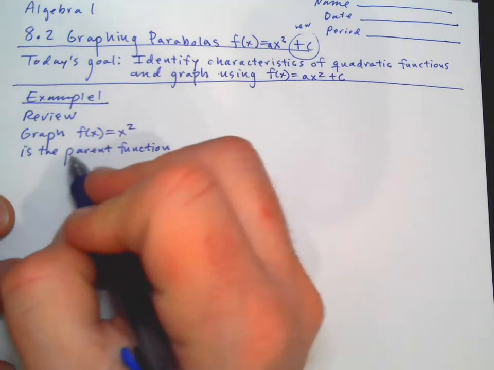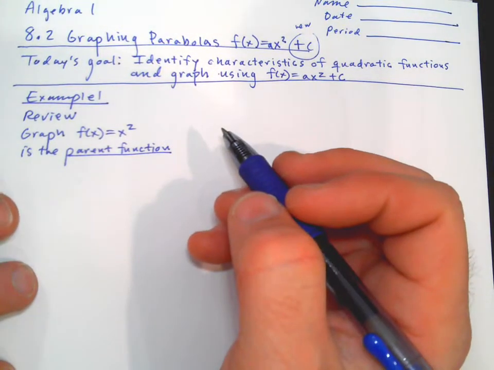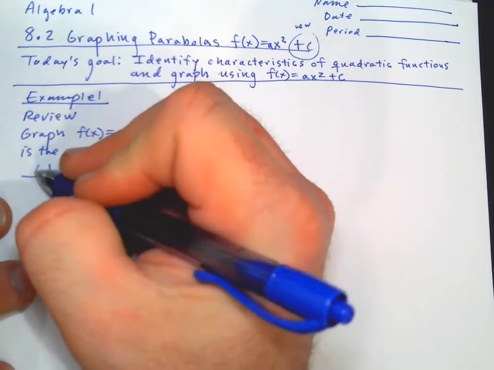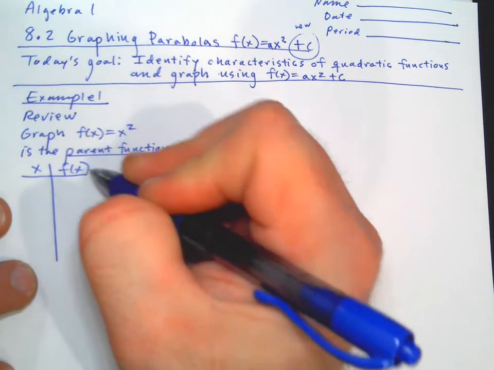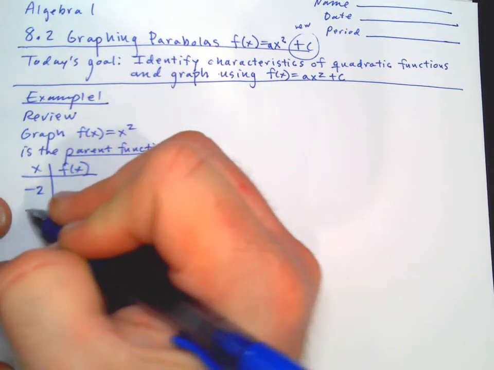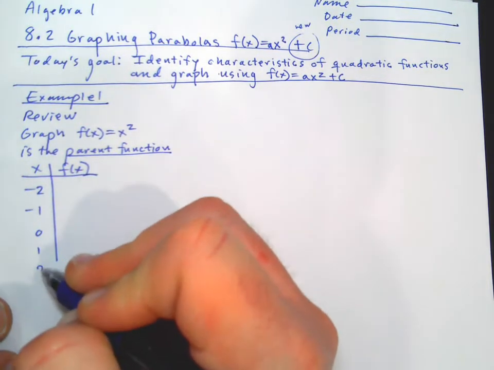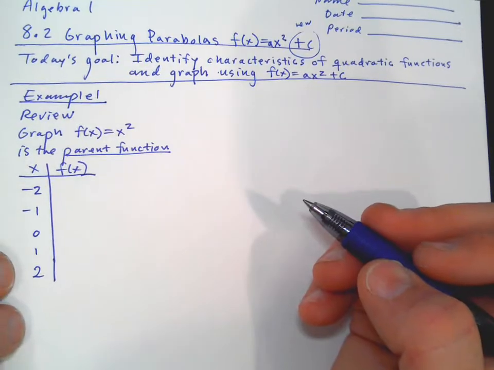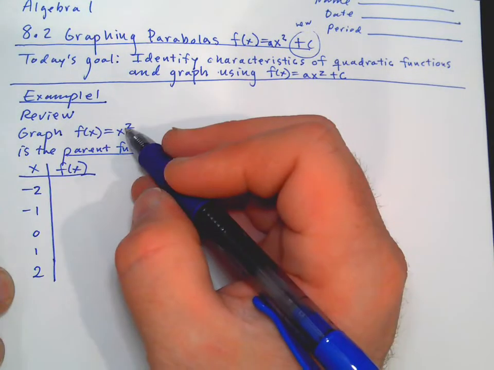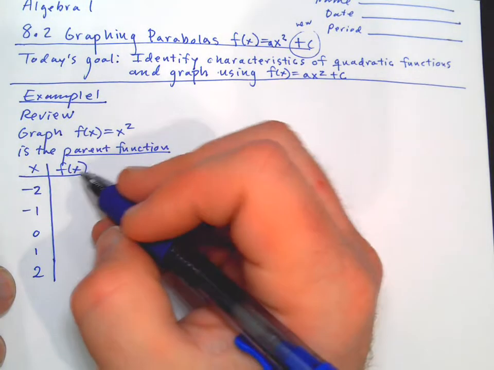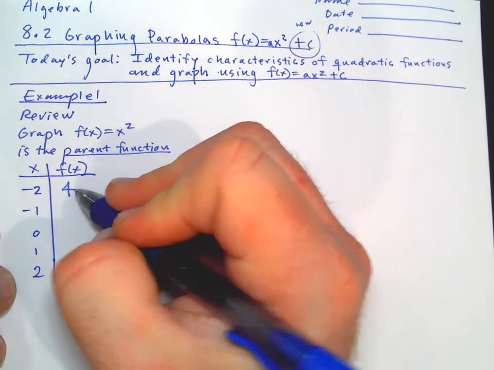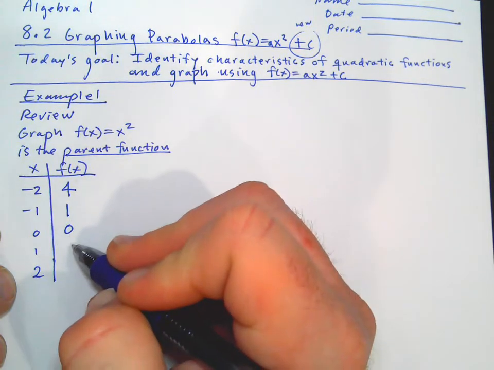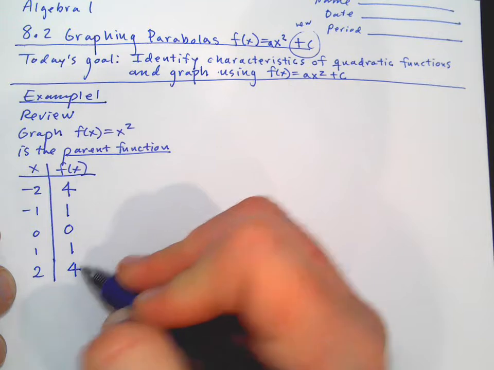So what we could do is make a function table and just plug some values in. -2, -1, 0, 1, 2. You can pick whatever x's you want. These are some good ones. And we'll plug them in here, -2. The negative gets squared, so it's -2 times -2 is positive 4. -1 times -1 is positive 1. 0 times 0 is 0. 1 times 1 is 1. 2 times 2 is 4.